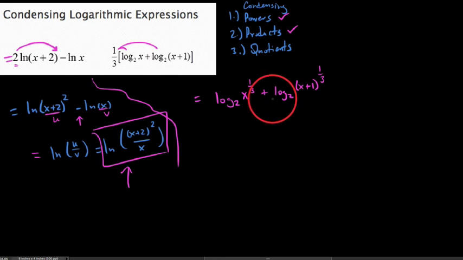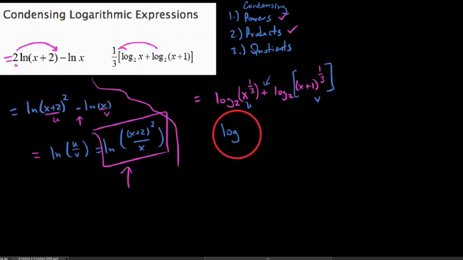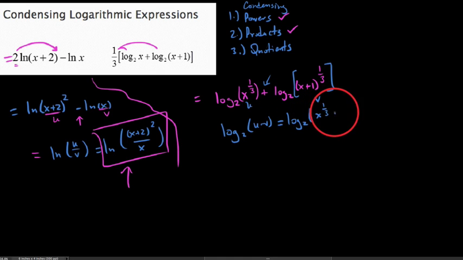So now looking at this, I say, okay, well, what's next? Products? Well, I'm looking for sums. I notice that I do have a sum here. So everything over here and everything in this logarithm here, these are like our u and our v. Because I know that with our product property, log base 2 of something plus log base 2 of something is log base 2 of the product of those two things, in this case we get log base 2 of u times v, where u is x to the 1/3 times v, which is x plus 1 to the 1/3 power. So now everything is written as a single log.